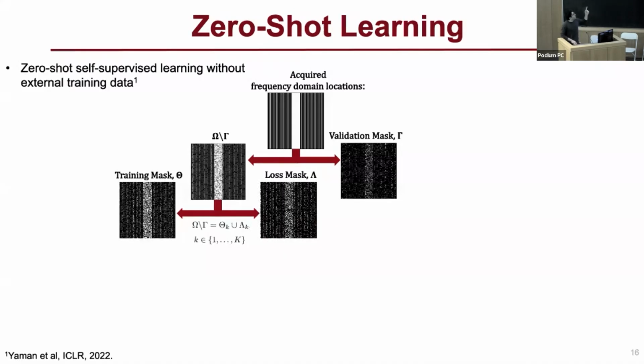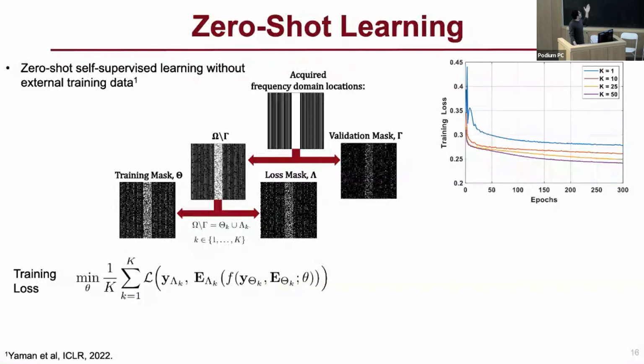So we are doing it K times. And the reason is we have a single slice and we still have lots of parameters to learn. So that's why we need a data augmentation here. But now that we have training mask, loss mask, and validation mask, we have actually all the ingredients to do the reconstruction on a single slice.